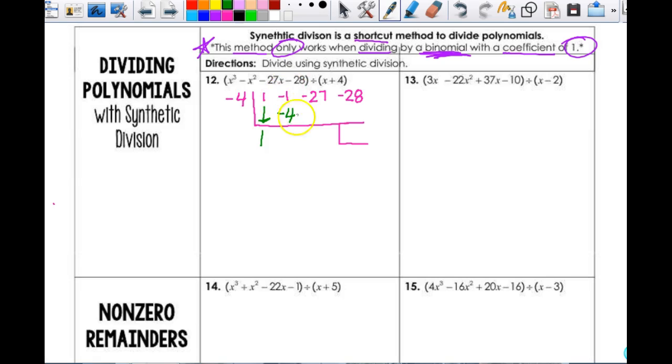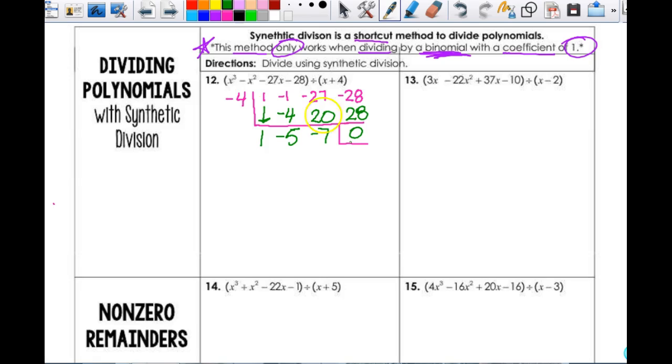Then I combine these. Then I multiply that -4 times -5, which is 20. I combine those, get negative 7. Then negative 4 times negative 7 is a positive 28. And then that gives me 0. So my remainder is 0, which means when I divide these, how do I know what my answer is?